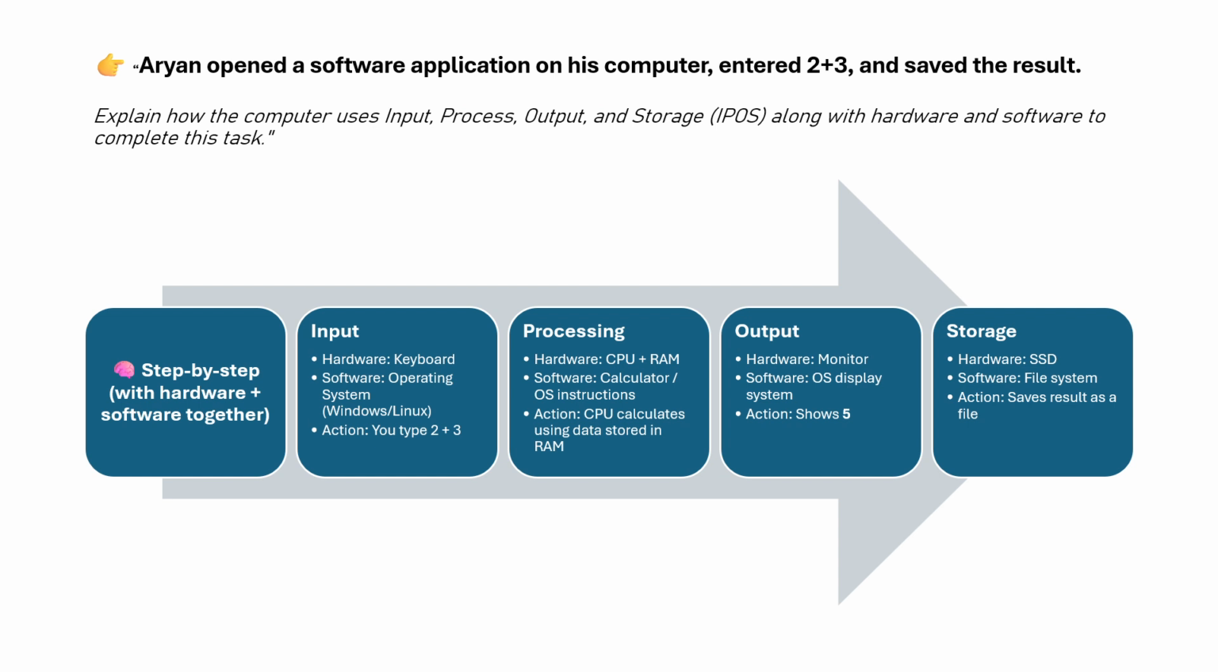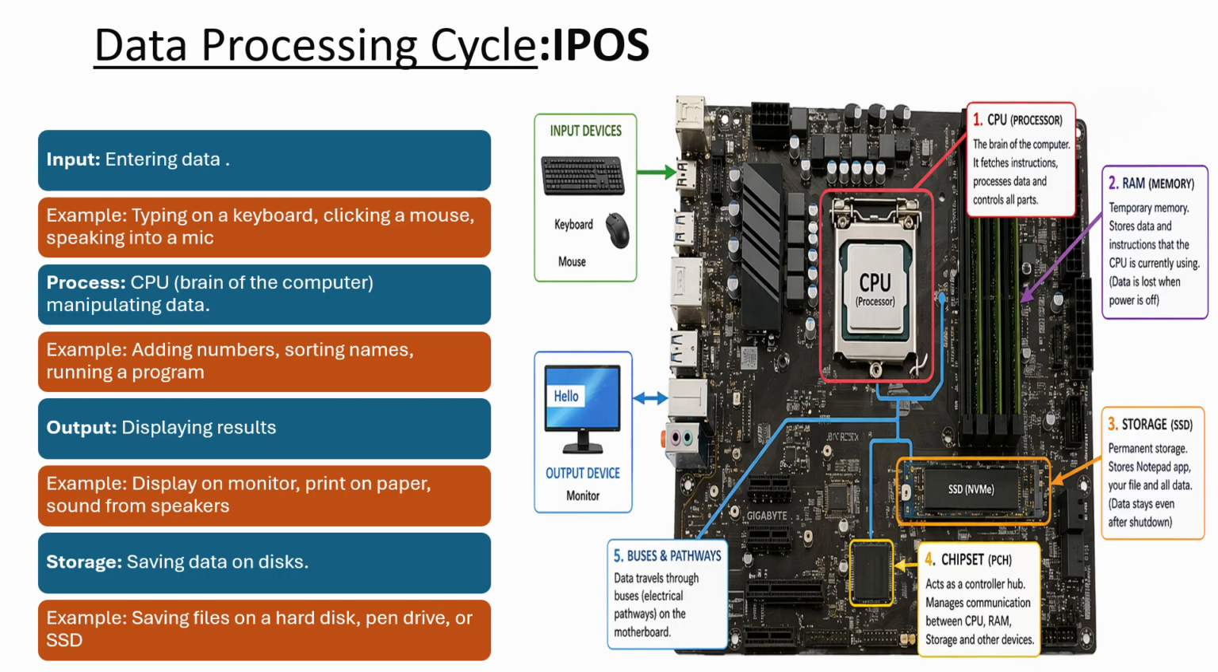Moving on to the next slide here: Aryan opened a software application on his computer, entered 2 plus 3 and saved the result. I have already explained this earlier. This is just a revision for you all to understand how the IPOS cycle works along with the hardware and software to complete this task. We have seen input, where I entered 2 plus 3 from the keyboard, then processing, where the CPU did the processing, output shown on the monitor, and storage, where once I saved the file, it got saved on the file system.